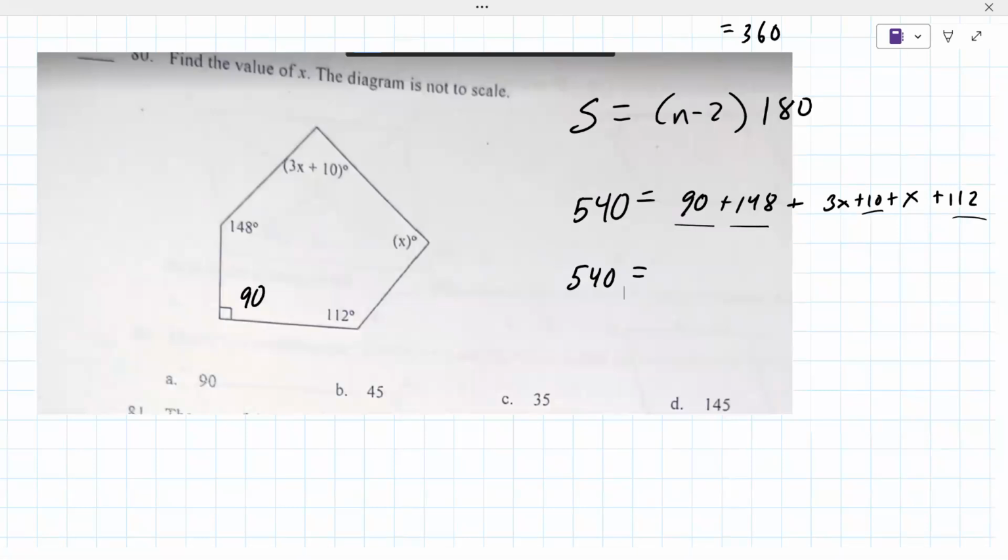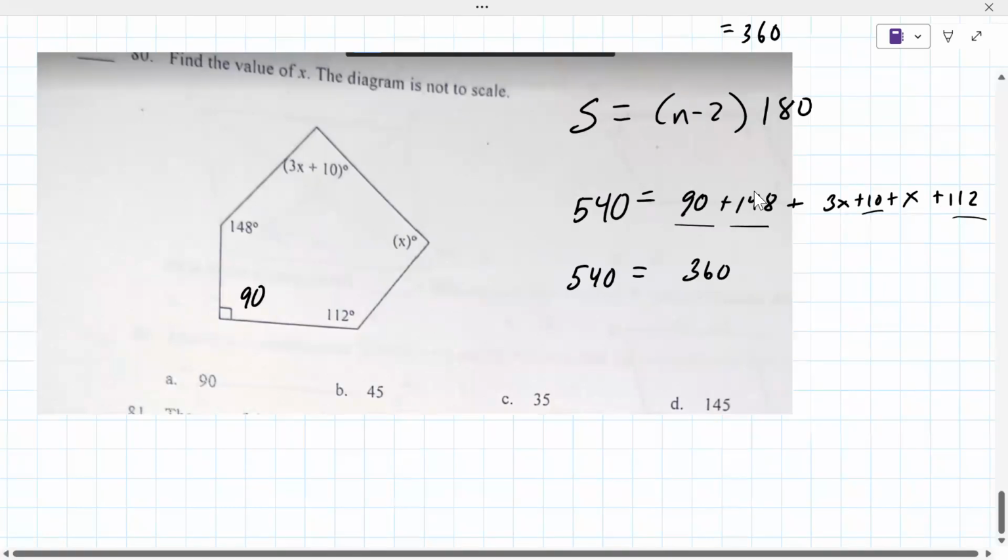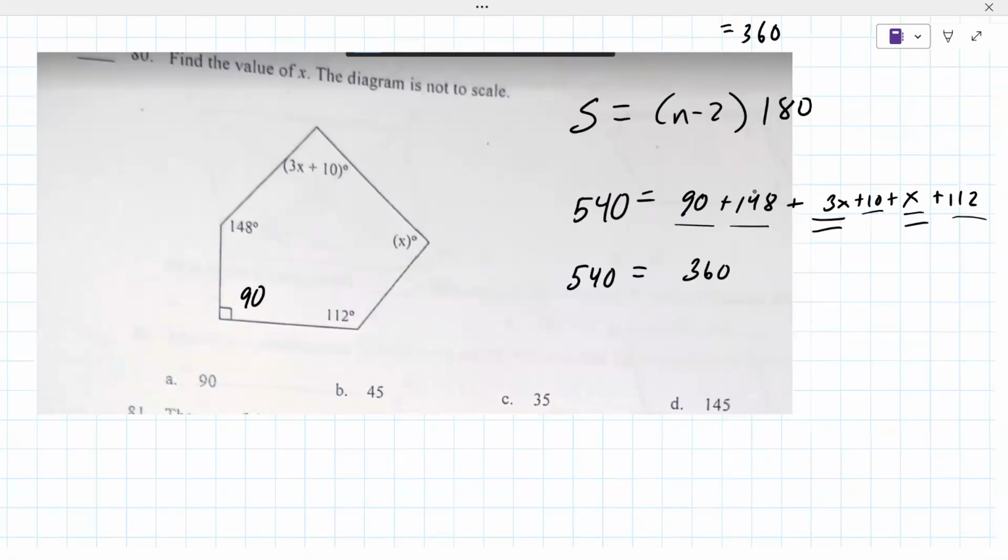350. Or no, okay, 360. Let's see here, 112. It'd be 360. Yeah, 360. And you've got a 3x and an x. What does that add up to? 4x. 4x. See if you can solve it from here, please.